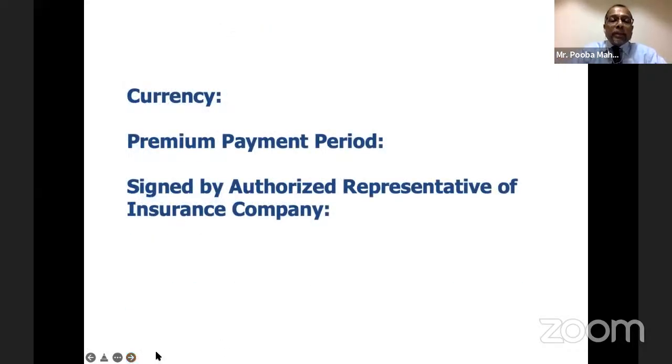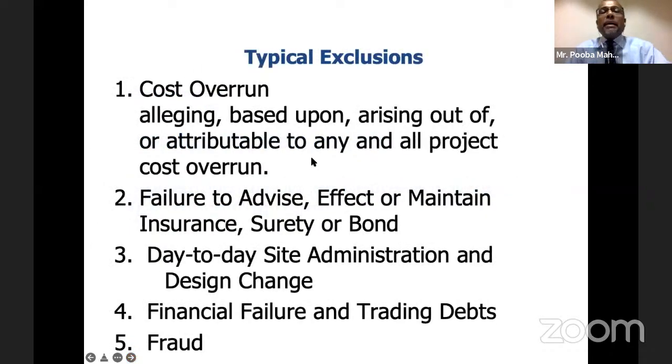So finally, the document is signed by the insurance company. So that's the policy. Now, these are some of the typical exclusions. Cost overrun. The policy will not pay for cost overrun. If you have a problem on the project, and instead of a 2.5 million US project, it ends up costing 3 million because of some design calculation or additional work, the policy will not pay.